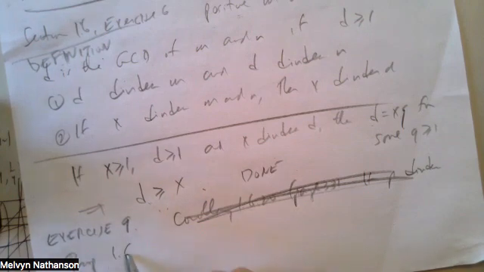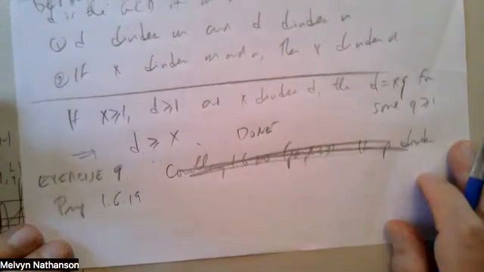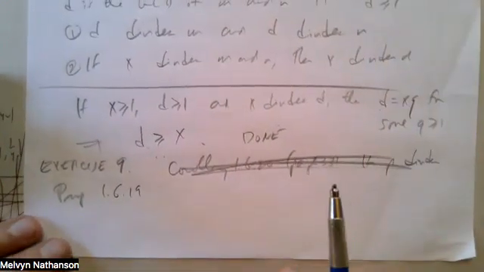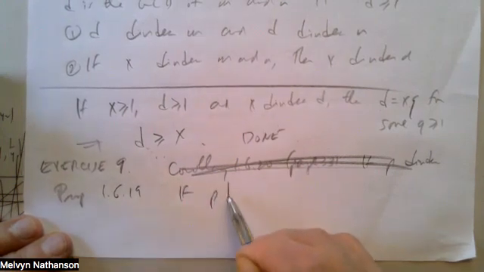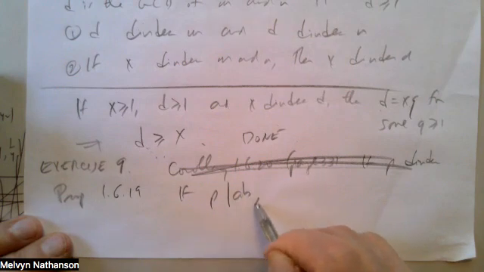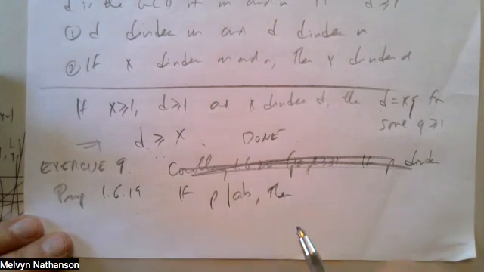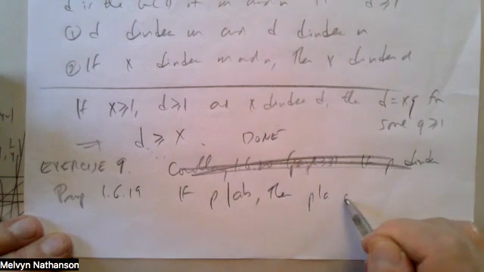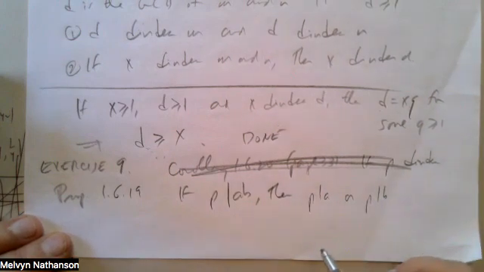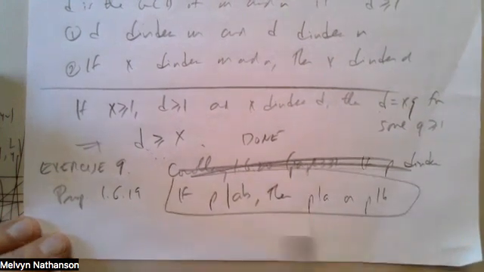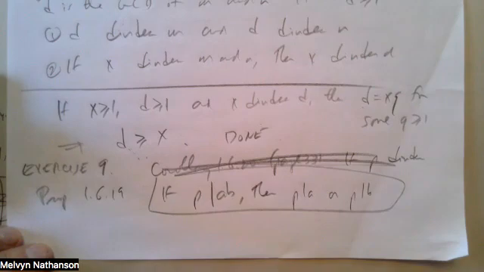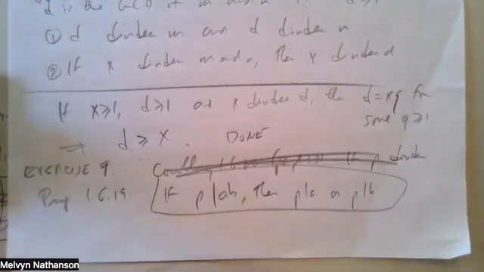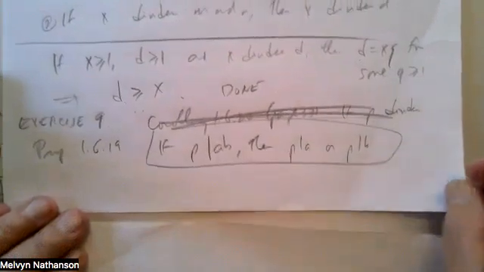So proposition 1.619. And what prop 1.619 says is if P divides, that's what a vertical line means, A times B, A and B non-zero, then P divides A or P divides B. Right? So this is a very important lemma, sometimes called Euclid's lemma. If P divides a product of two numbers, then it divides one or the other of them, or both.